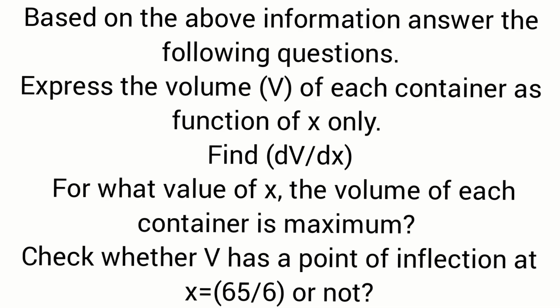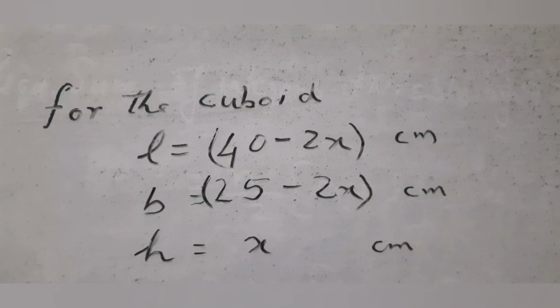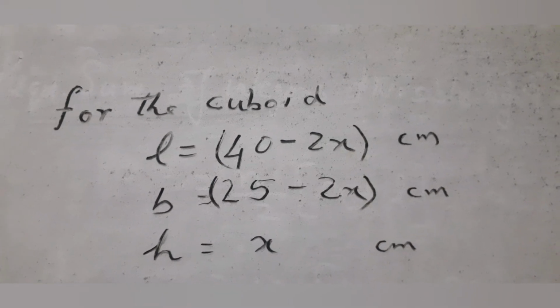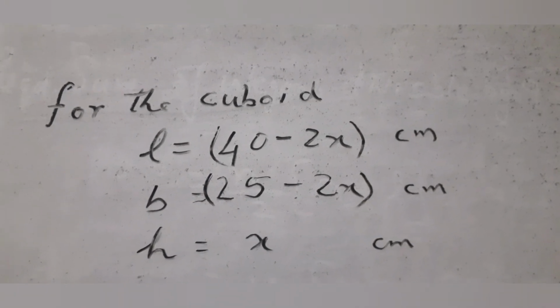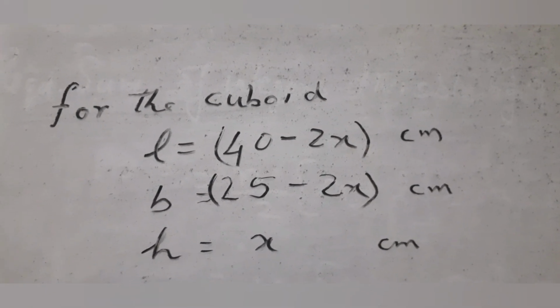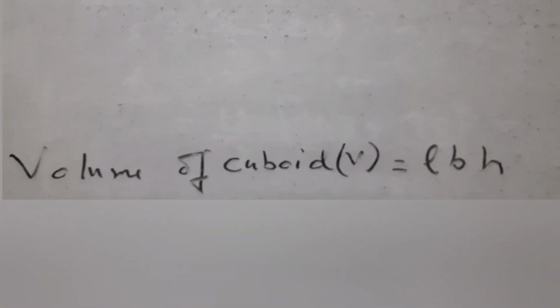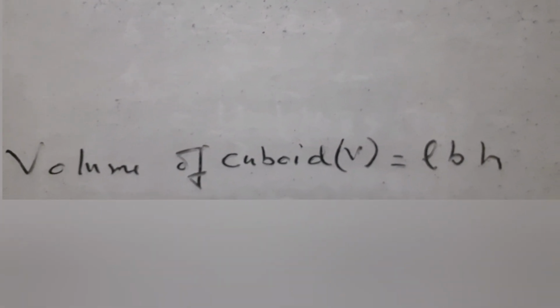For each side of the rectangle, the cardboard is folded at two ends. So the length of the cuboid is 40 minus 2x centimeters. The breadth of the cuboid is 25 minus 2x centimeters, but the height of the cuboid will be x centimeters. Use the formula L into B into H to find the volume of the cuboid. Substitute the values.